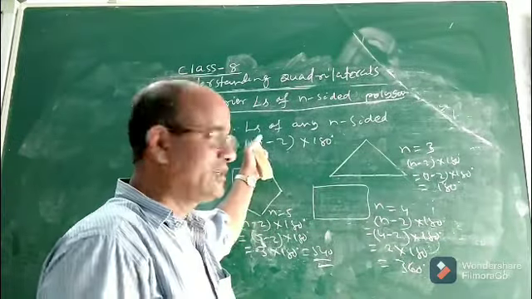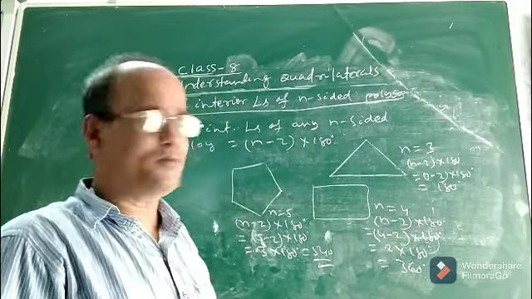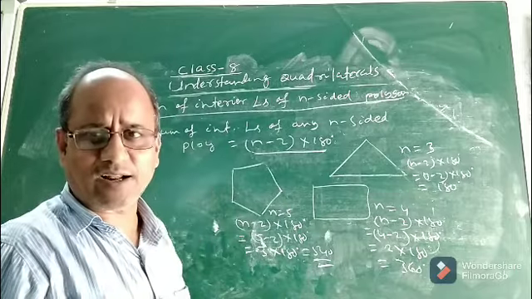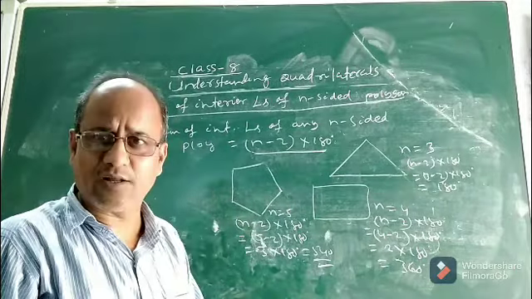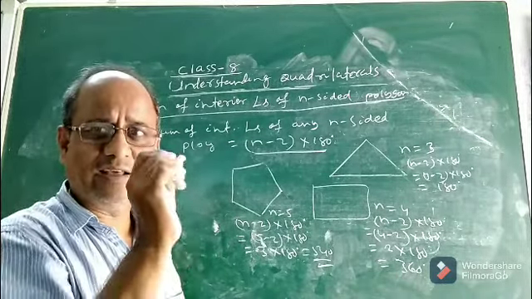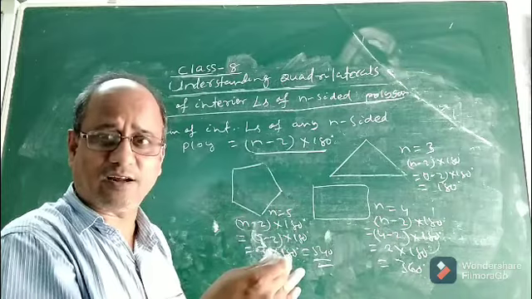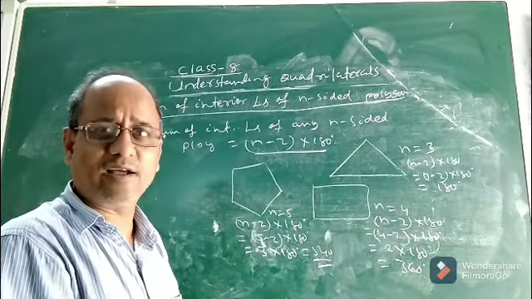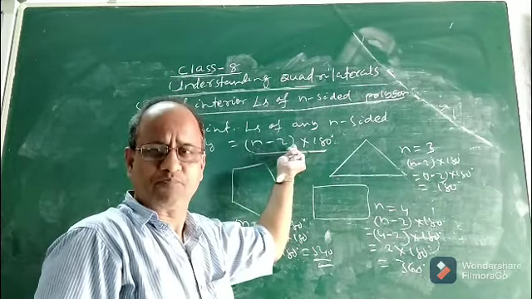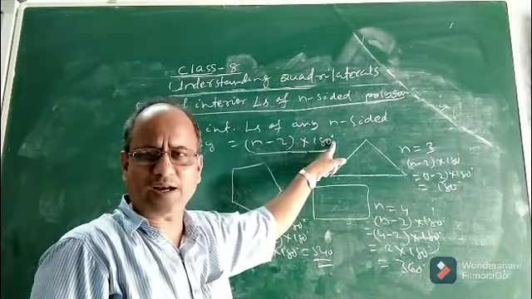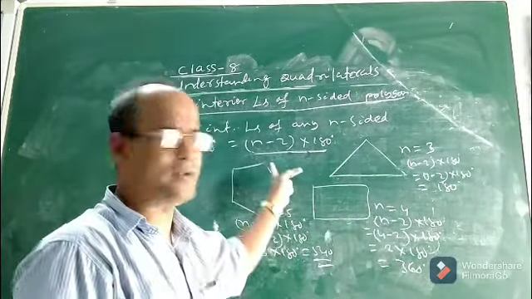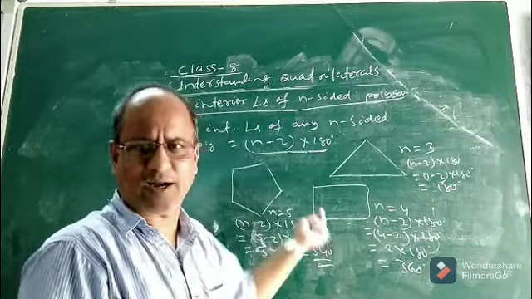Okay. Now, children, if this is the formula for finding the sum of interior angles of any n-sided polygon, then how to find each interior angle of any polygon? What will be the measure of each interior angle of a regular n-sided polygon? You see, it will be divided by n. This is the sum. The sum of interior angles is n minus 2 into 180. Then what is the measure of each angle? The measure of each angle of a regular polygon will be this divided by n, definitely.